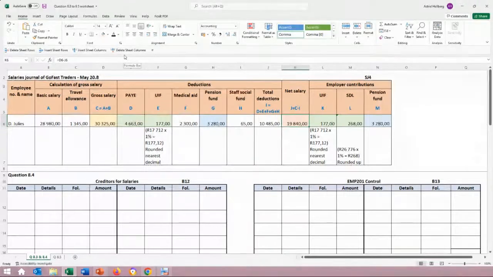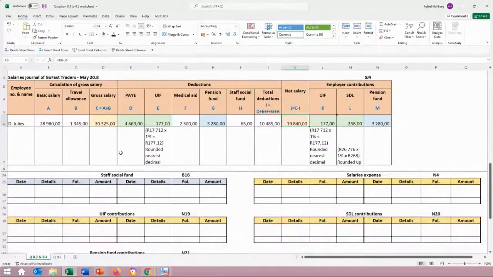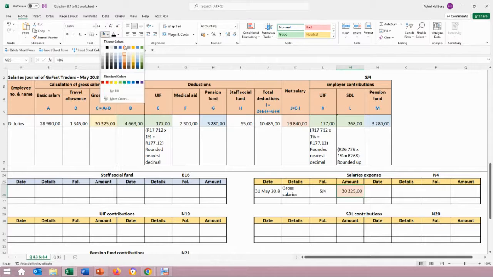Now in question 8.4 on page 247, they say now post your salary journals to the general ledger. Now we said we're going to post the gross salary. We're going to take this to our salary or wages or salaries expense. Okay, so we are going to debit gross salaries, just get the right color, with 30,325 Rand. Okay, so the gross salaries amount gets taken to your salary expense account.